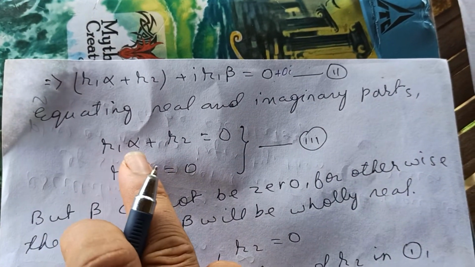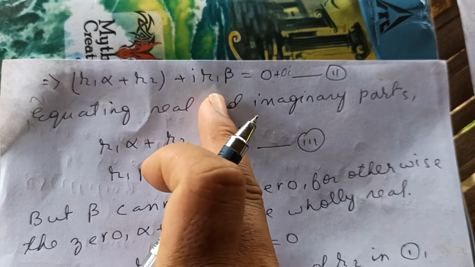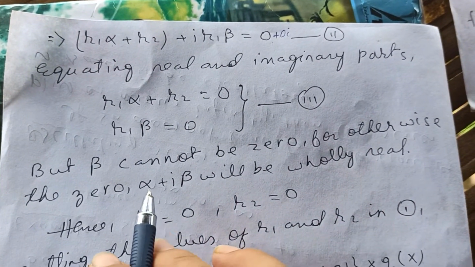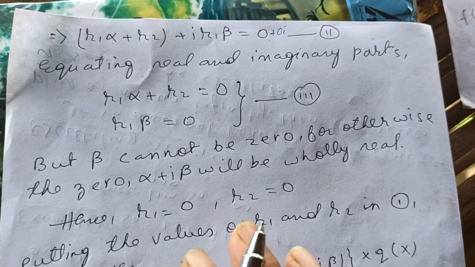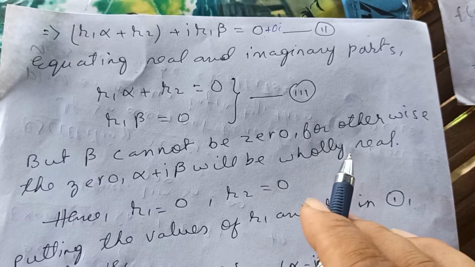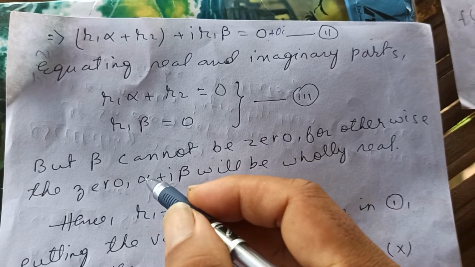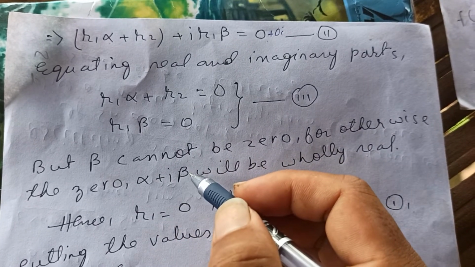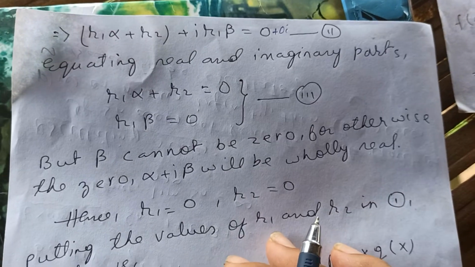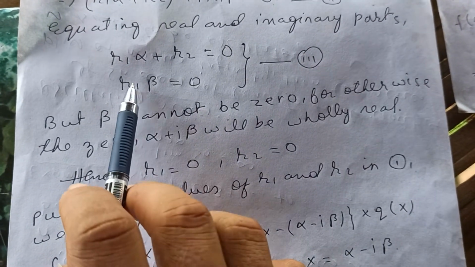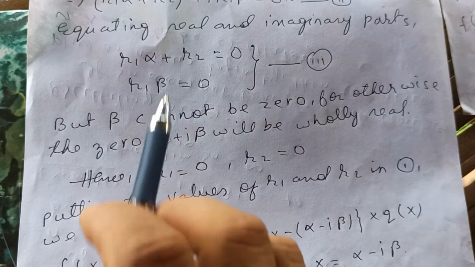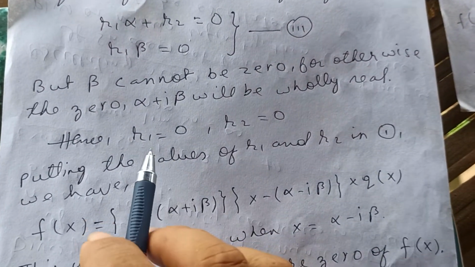So it will be r1 alpha plus r2 is 0, which is the real part, and r1 beta is 0. But beta cannot be 0. Otherwise, the zero alpha plus i beta will be wholly real. If beta is 0, then the zero of the polynomial, alpha plus i beta, will be only a real number, so there will be no imaginary part. Because of that, we have that r1 is 0, and then r2 is also 0. If this is 0, then r2 is 0. Therefore, we have that r1 and r2 are 0.